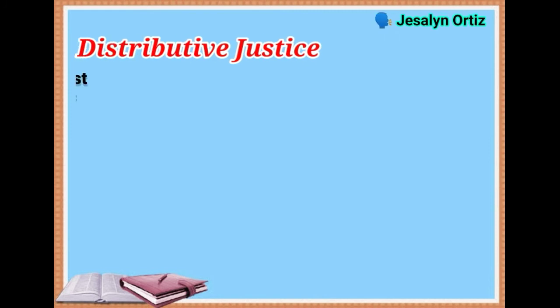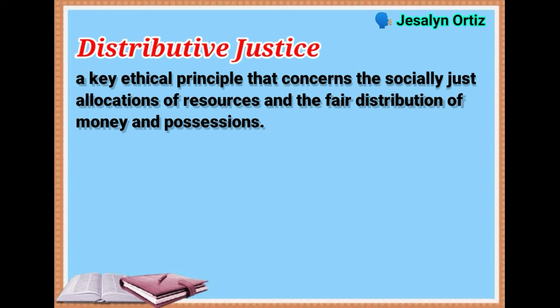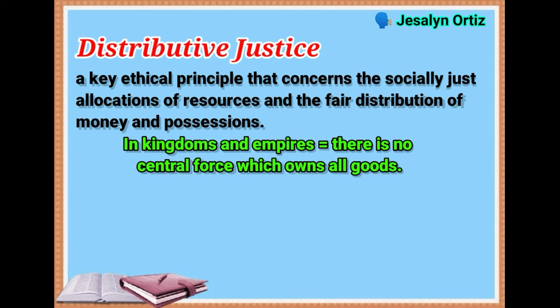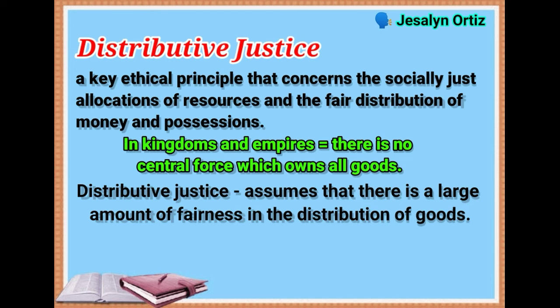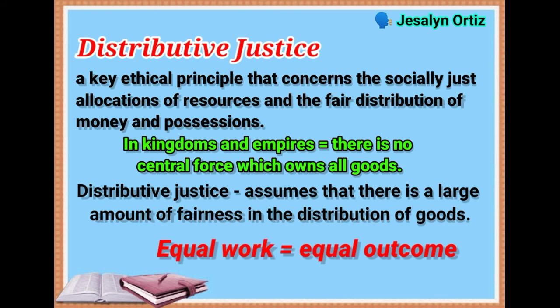Distributive justice. Distributive justice is a key ethical principle that concerns the socially just allocation of resources and the fair distribution of money and possessions. As a part of being a member of a modern society is accepting that all goods will be distributed through society by some means. In kingdoms and empires, the monarch would own all goods, but permit his or her people to enjoy them in his or her name, meaning there is no central force which owns all goods. Distributive justice addresses who owns these goods and how they are acquired. It assumes that there is a large amount of fairness in the distribution of goods. Equal work should provide individuals with an equal outcome in terms of goods acquired or the ability to acquire goods.